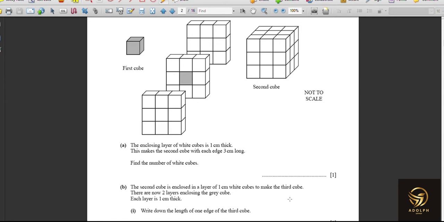So this makes the second cube with each side 3 centimeters long. So this is fully 3 and this is also 3. Then we know the total volume is 3 cubed, that is nothing but 27, and inside we have one gray cube. If you subtract that, we will be getting the white cubes, that is 26.